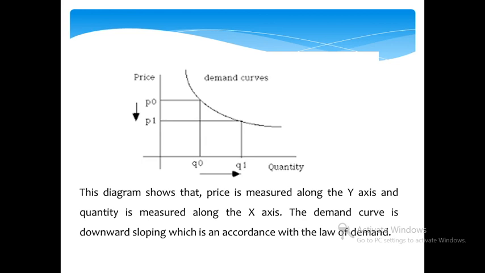This diagram is the demand curve. It shows the inverse relationship between commodity price and quantity of commodities. Price is measured along the y-axis and quantity is measured along the x-axis. The demand curve is downward sloping, which is in accordance with the law of demand.